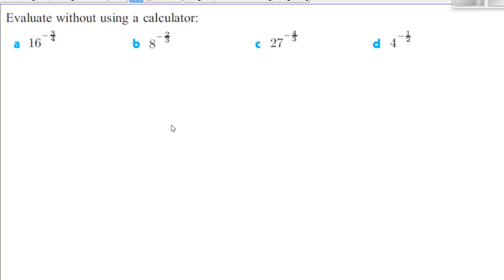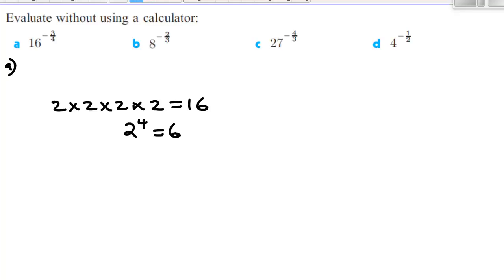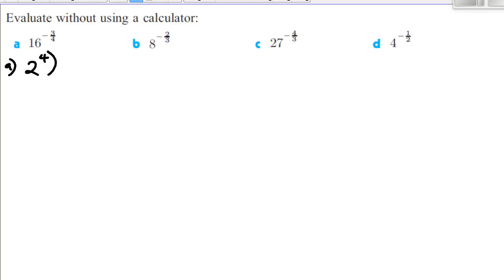Here you have 16. So the first step is to express 16 as a power of 2. Of course, you know that 2 multiplied by 2, multiplied by 2, multiplied by 2 is 16. So 2 to the power 4 is 16. So instead of writing 16, we'll just write 2 to the power 4 in our question. So 2 to the power 4 to the power of negative 3 over 4, which will be equal to 2 to the power 4 multiplied by negative 3 over 4.